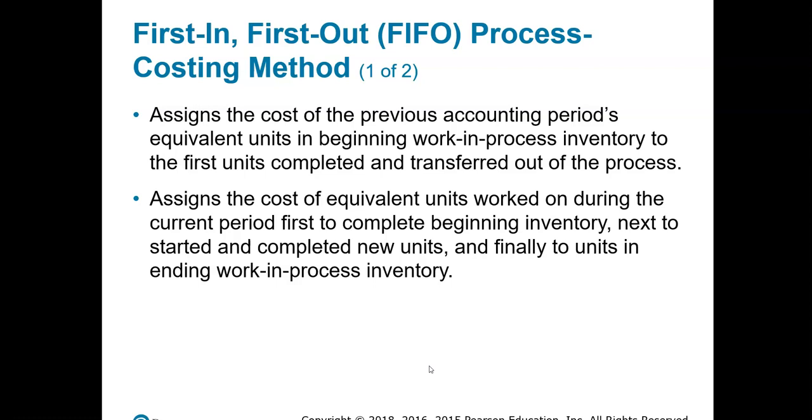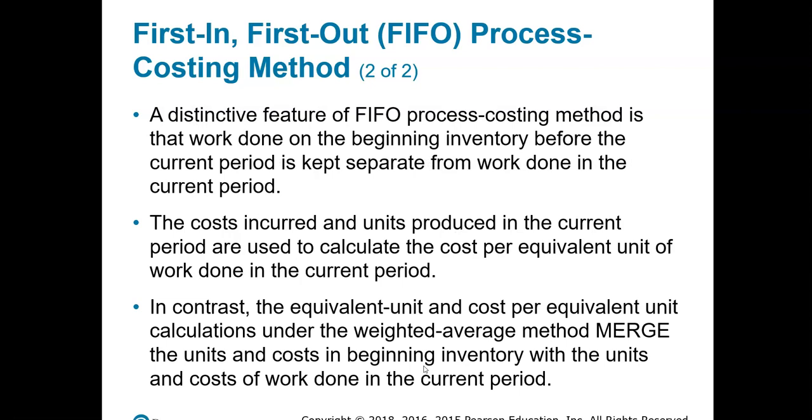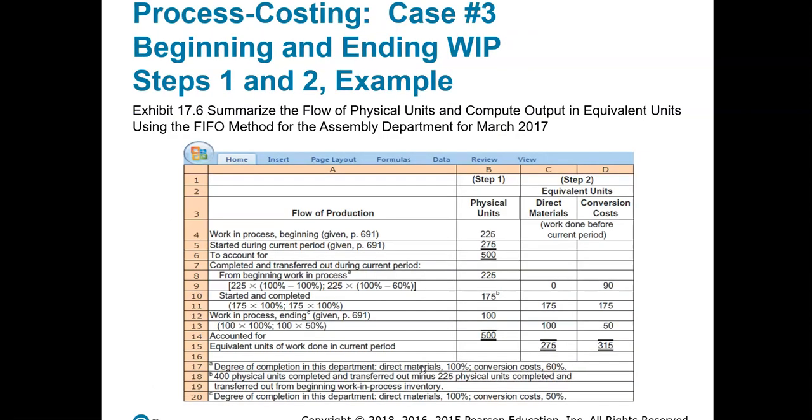So here's what we're going to do. We're going to look at it here, and you're going to see something here where work in process beginning inventory and units started during the period, 225 plus 275, equals 500. So we're looking at March data and changing the value of our inventory. Instead of using the weighted average method, we're going to use first in, first out method.